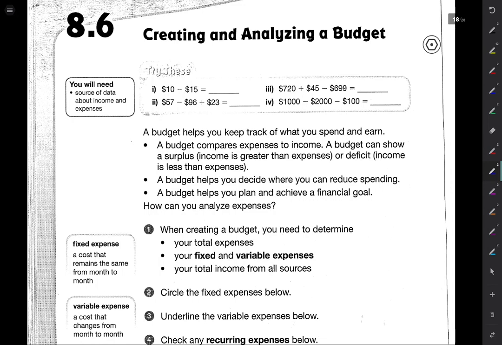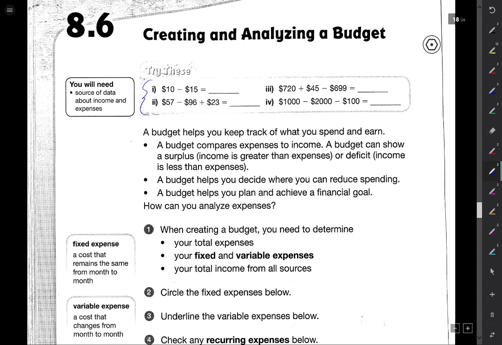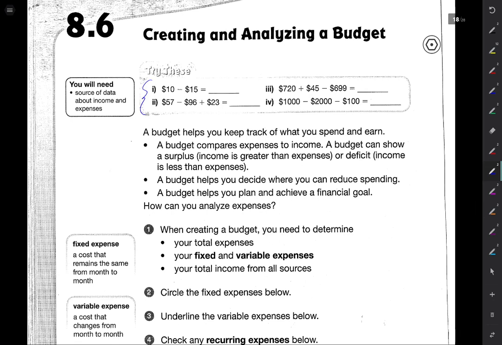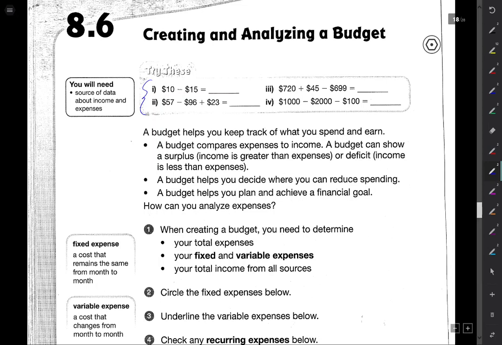So now we're going to be looking at creating and analyzing a budget. And this is something that all of you are going to do at some point in your life, and I'm doing it constantly. So let's just look at these questions at the top here. Let's plug these numbers into our calculators and see if we get a positive or negative number after we do that. So $10 minus $15 would give us negative $5.